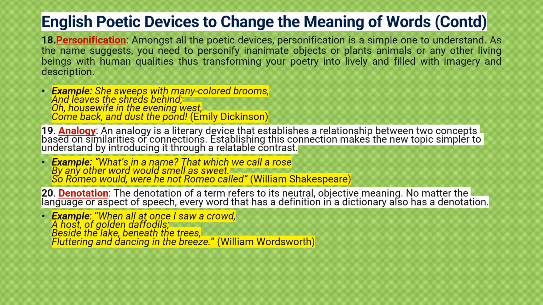This analogy has been coming for the past two years, and this year also it was there in your CBSE main exams. So many students get confused and ask, what is analogy? You need to understand the relationship between the two concepts we are talking about. Once you are able to crack it, you will easily get the answer. The next poetic device given over here is denotation. The denotation of a term refers to its neutral, objective meaning. Every word that has a definition in a dictionary also has a denotation. Example is given to you.